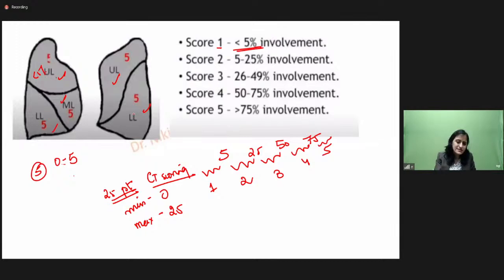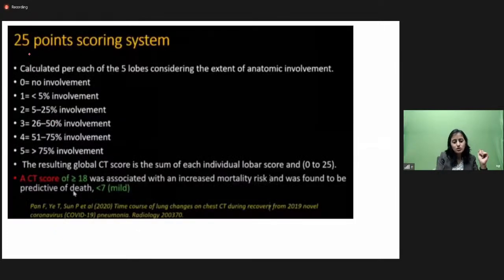We add up for each lobe. I'll show you a sample report as well. We add up the score for each of the lobes, and then we give the scoring out of 25. If the score is less than 8, then a study called it mild, and a score more than 15 or more than 70, various studies had various thresholds, then they called it severe disease. So this is your 25-point scoring system calculated on 5 lobes and given a score.